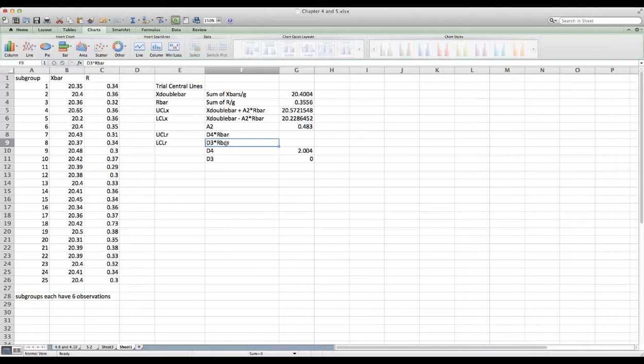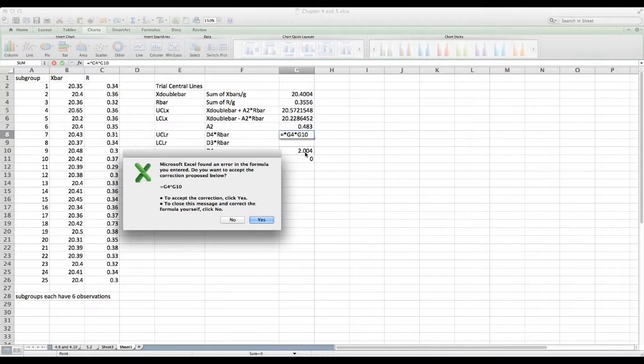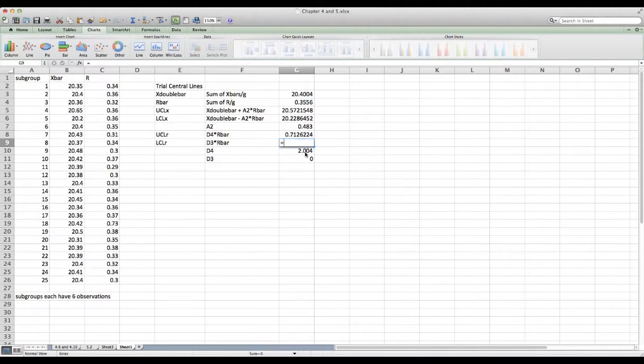And the D3 constant is 0. Also got this from the back of the book. So for the upper central limit for the R chart, very simply, I'm going to multiply this R bar value times 2.004, D4. And I'm going to do the same to get the lower central limit for the R bar chart.